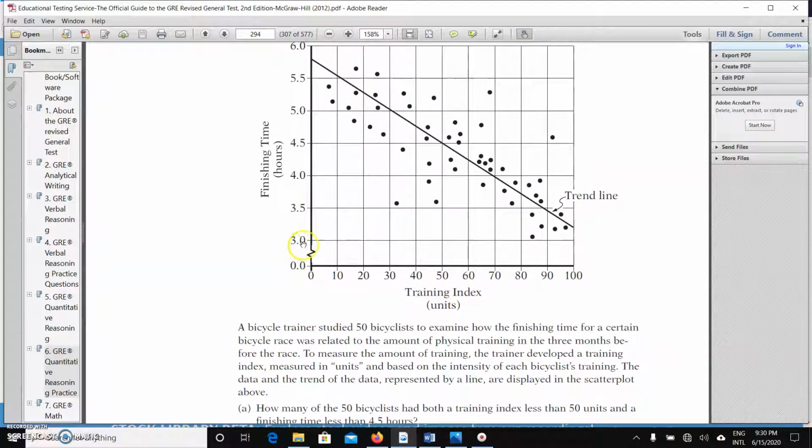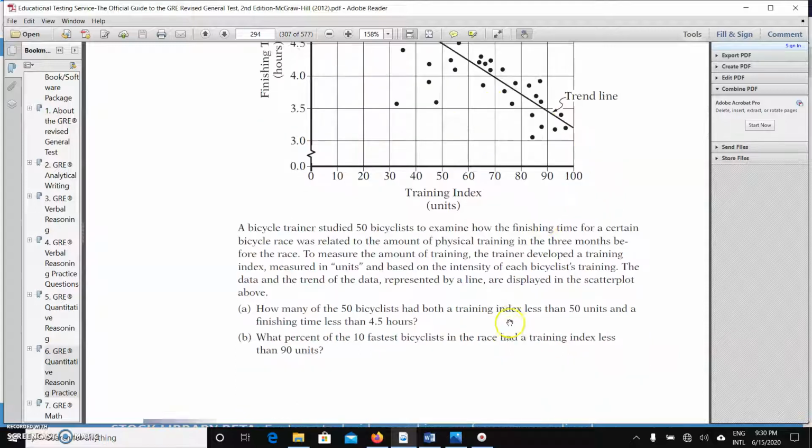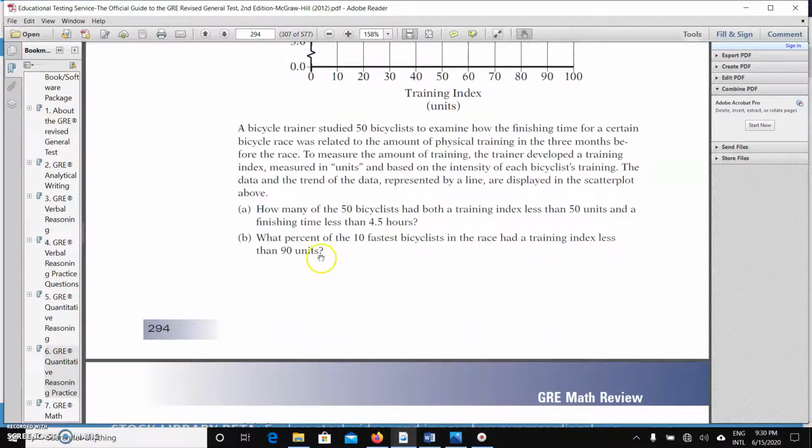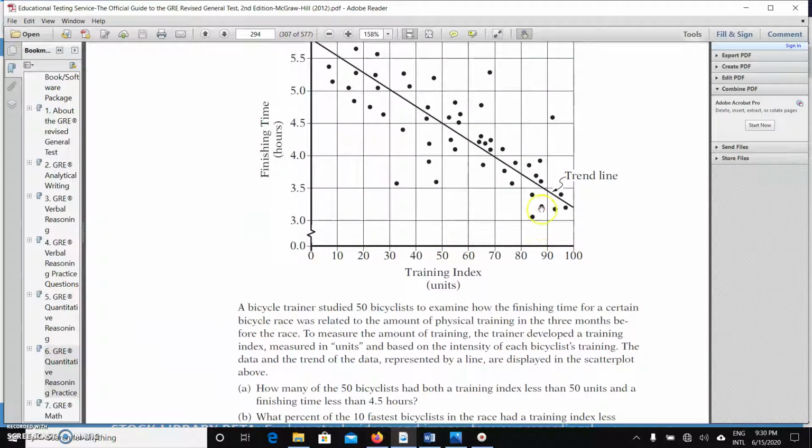Please note, the lesser the time, the faster the bicycle, right? So let's look for it: 1, 2, 3, 4, 5, 6, 7, 8, 9, 10. So these going downward are the fastest 10. Now the question says, what percentage of the 10 fastest bicycles in the race had a training index less than, sorry, less than 90 units. Where is 90 units? This is 90 units.